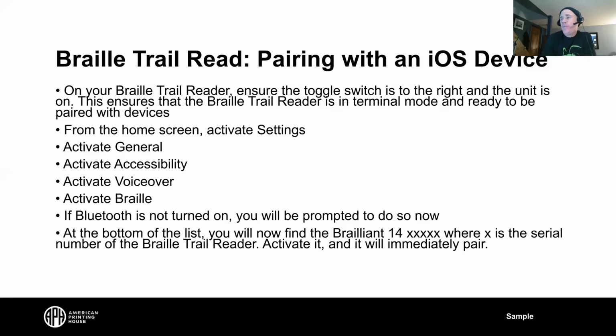And then at that point, you would move to the very bottom of the accessibility list and find the Brailliant 14, and specifically the serial number of the Brailliant 14, i.e. the Braille Trail Reader. Once you've selected the Brailliant 14, that pair will begin immediately. And so Peter's going to actually walk us through that at this time. So I'm going to stop sharing, and I'm going to mute my microphone.